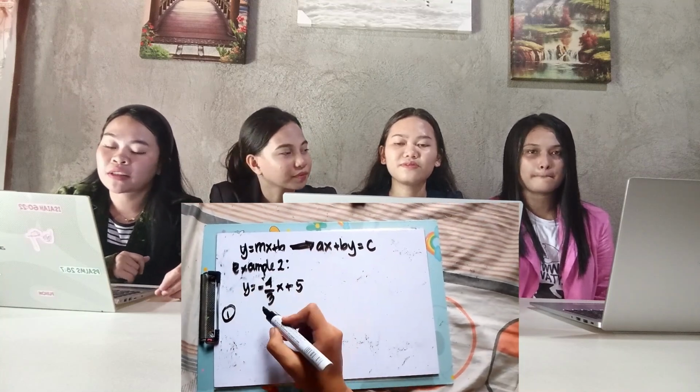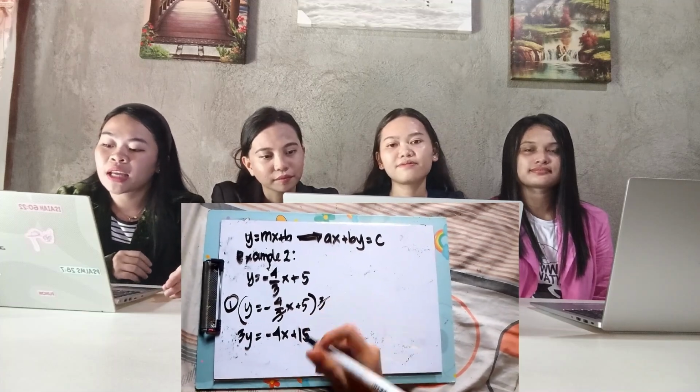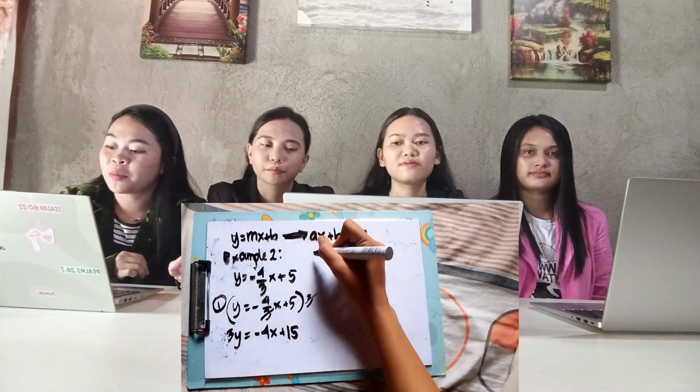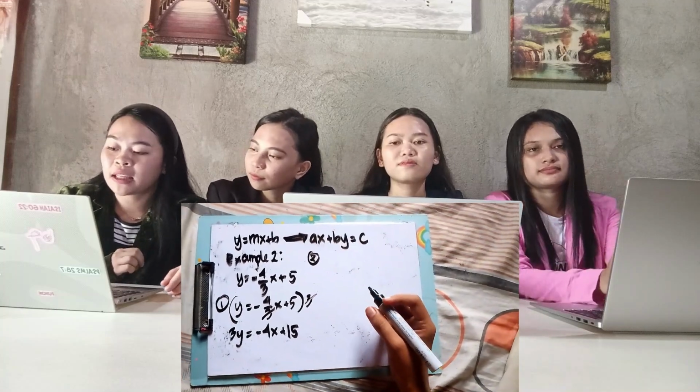Justin, want to walk through one more example? Sure, let's take the slope-intercept equation y equals negative 4 over 3 x plus 5 and convert it to standard form. First, multiply everything by 3 to get rid of the fraction. So it will be 3y equals negative 4x plus 15.